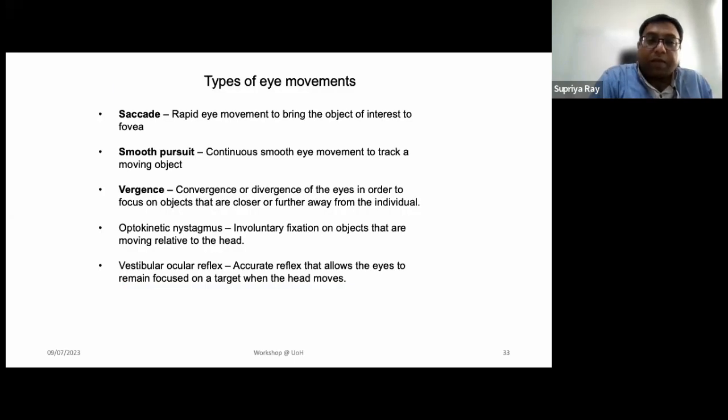There are different types of eye movement: saccade, smooth pursuit, vergence, nystagmus, and we are mostly focused on saccadic eye movement, which are rapid eye movements that move your eyes from one point to another point.